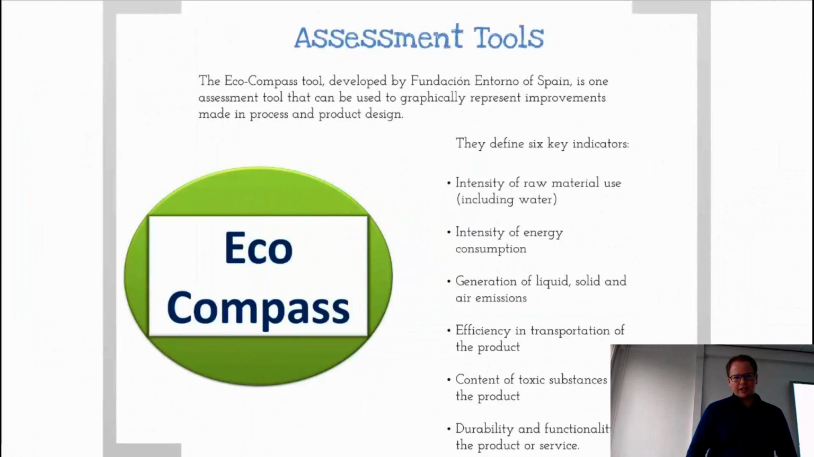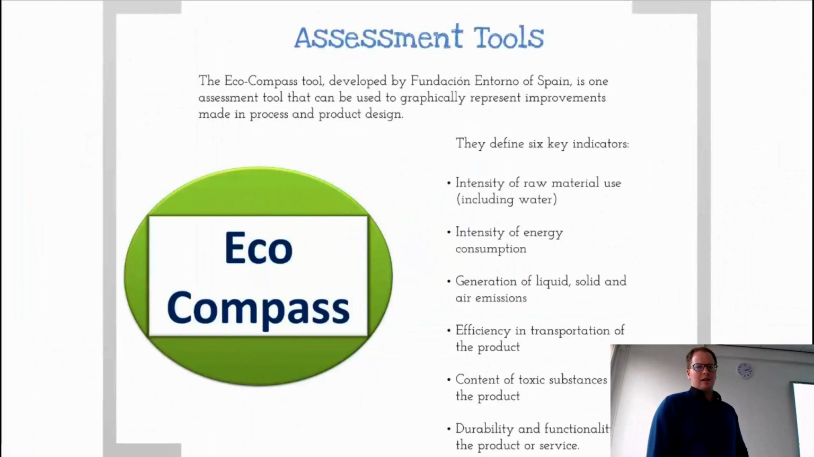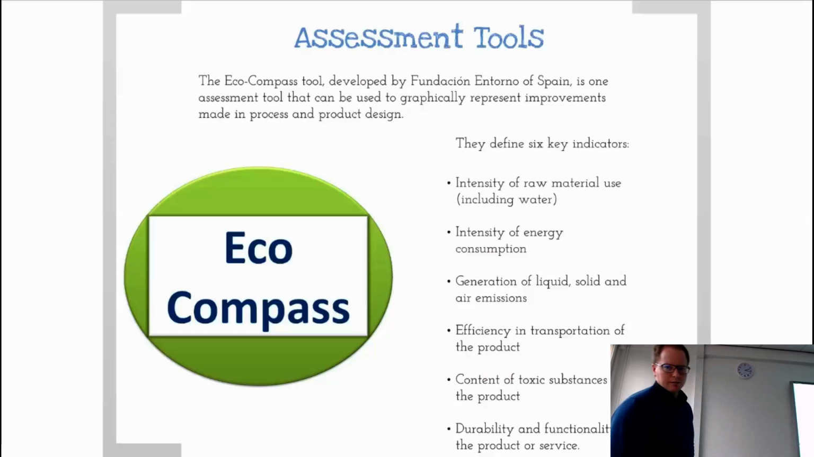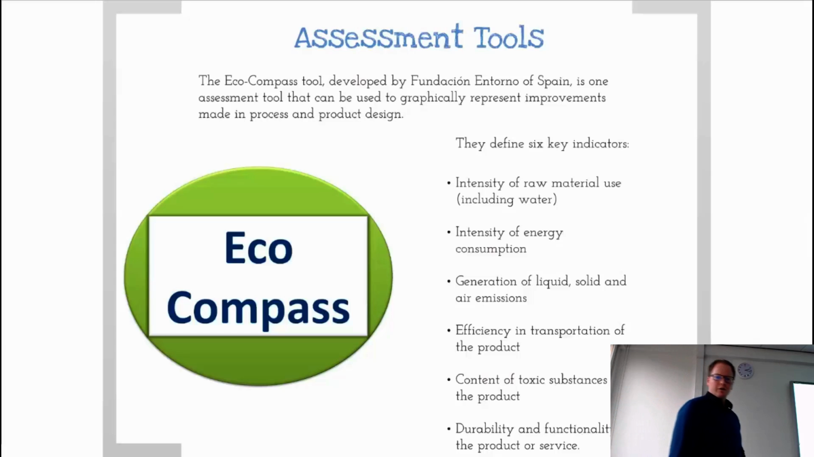So what are the assessment tools? The Eco Compass tool is one, developed by the Foundation Interior of Spain. It's one of the assessment tools that can be used for geographically representing improvements made in process and product design. So they define six key indicators: intensity of raw material use, including water.